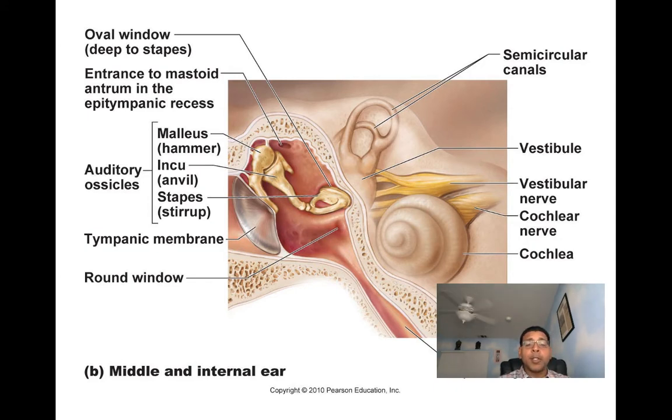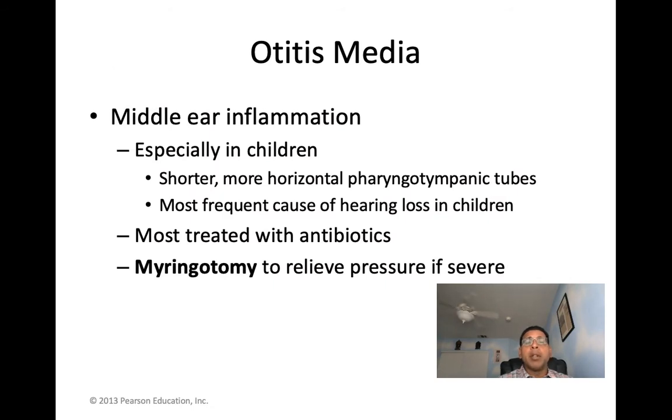Next, we could move to middle ear inflammation. Now we talk otitis media. Otitis media is also known as middle ear inflammation. It happens quite commonly in children, and it's usually due to having short, more horizontal pharyngotympanic tubes. And we'll also see it's the most frequent cause of hearing loss in children.